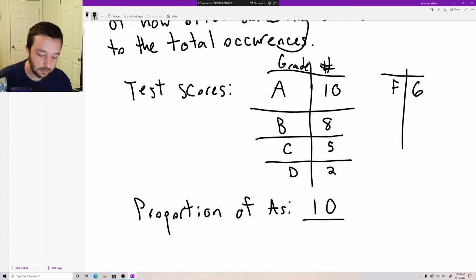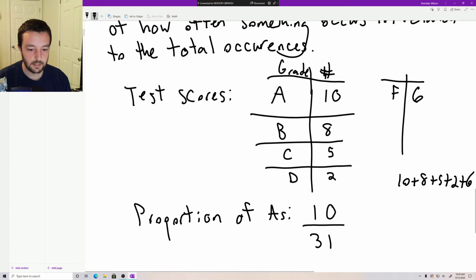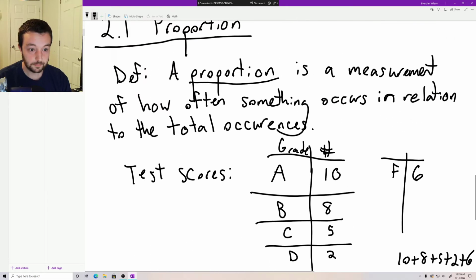So 10 plus 8 plus 5 plus 2 plus 6. So we get 18, 23, 25, 31. So we get 10 over 31. So this is the proportion of A's, 10 over 31. And you could write that as a percentage if you want. You just turn the fraction into a percent. You could just do the division in your calculator and it'll give you the decimal form and then move the decimal over. So that's like some Math 099 stuff, which I'll show some examples of in some problems later.